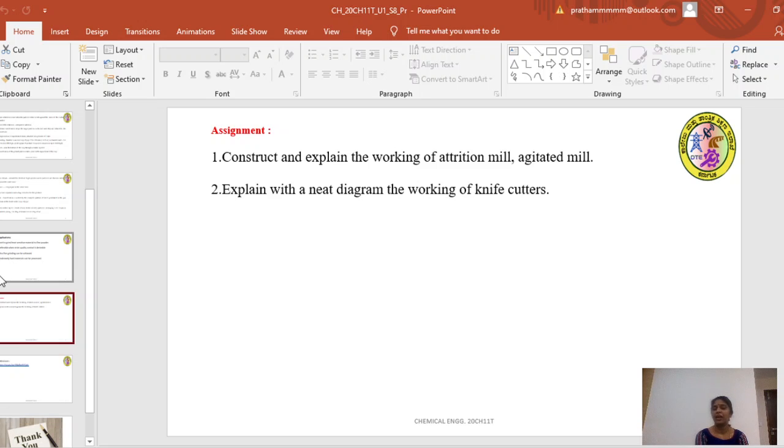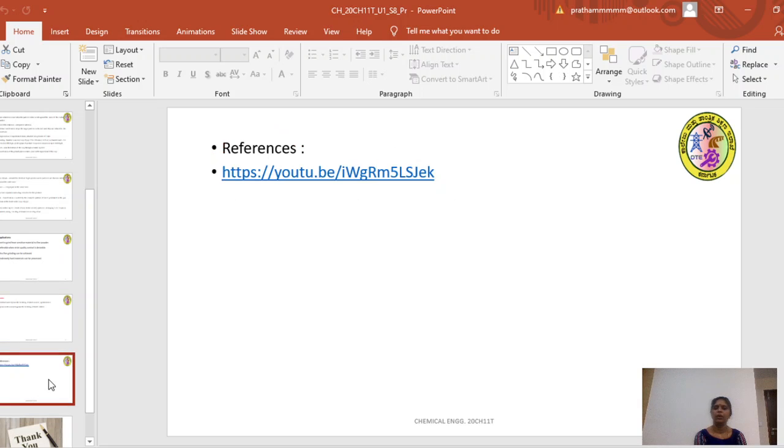So you have an assignment: explain the construction and working of the attrition mill and the agitated mill. Then explain with a neat diagram the working of knife cutters. Please do attend and write down this assignment. It will be helpful for you. And for thorough understanding of the working mechanism of the fluid energy mill, you can search on this YouTube link.